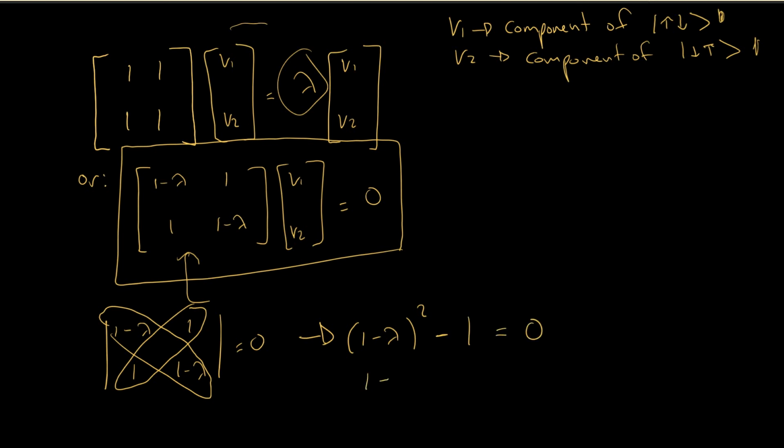Okay, so this is an easy equation to solve. (1 minus lambda) squared is equal to 1. So of course, 1 minus lambda, if it's a real number, is going to have to equal plus or minus 1. Okay, so then that means lambda has to equal 2 or 0. It's 1 plus 1 or 1 minus 1. So now we have our eigenvalues and we just need to solve for our eigenvectors.